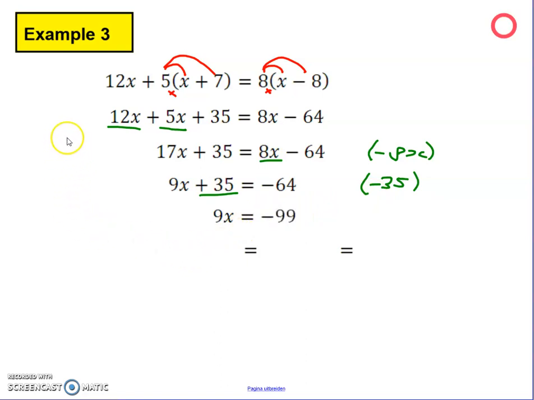Yes? Last step. Always show who you are calculating, and that's x. Then show me how you are calculating. And what do I need to do? It says 9 times x. I do the opposite. That's dividing by 9. So that's the way I can calculate the value of x. So I have minus 99 divided by 9. Solution is minus 11. Minus 11.